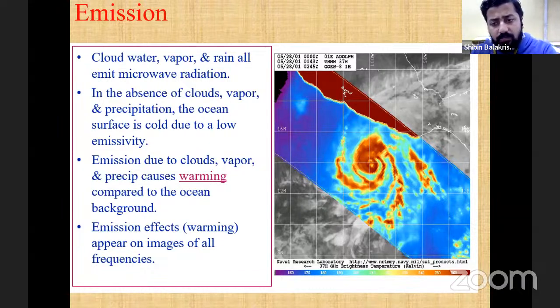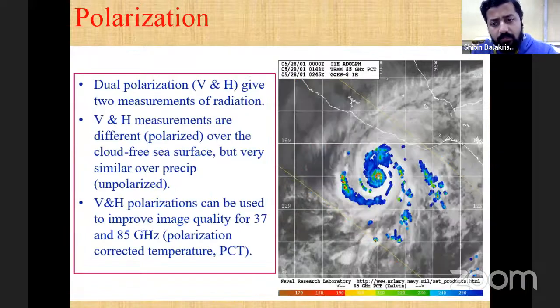And this emission is pretty much prominent in all the data in these different frequencies. Polarization, when we talk about it, is specific to the polar data which we use, where we have different polarizations, like VV, HH, HHVV, where the polarization has a major impact on the 37 gigahertz and the 85 gigahertz with respect to identifying the intensity and the center of the cyclone.